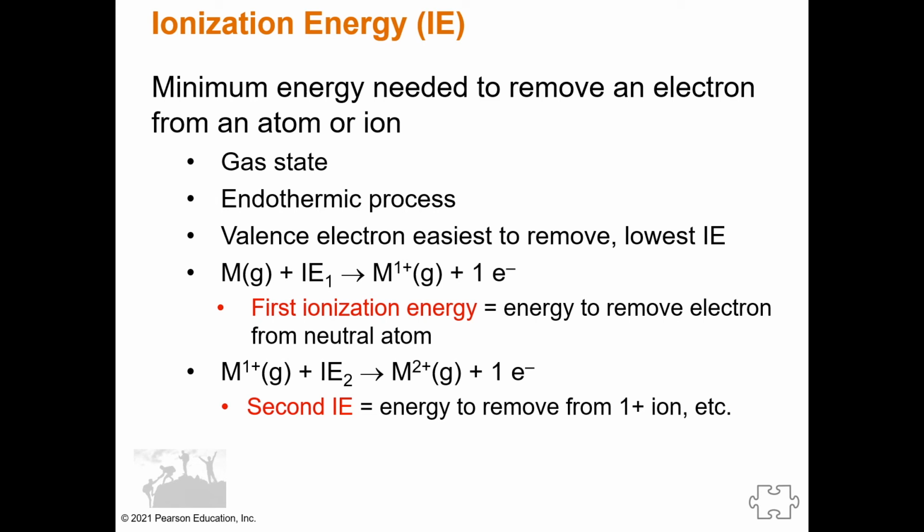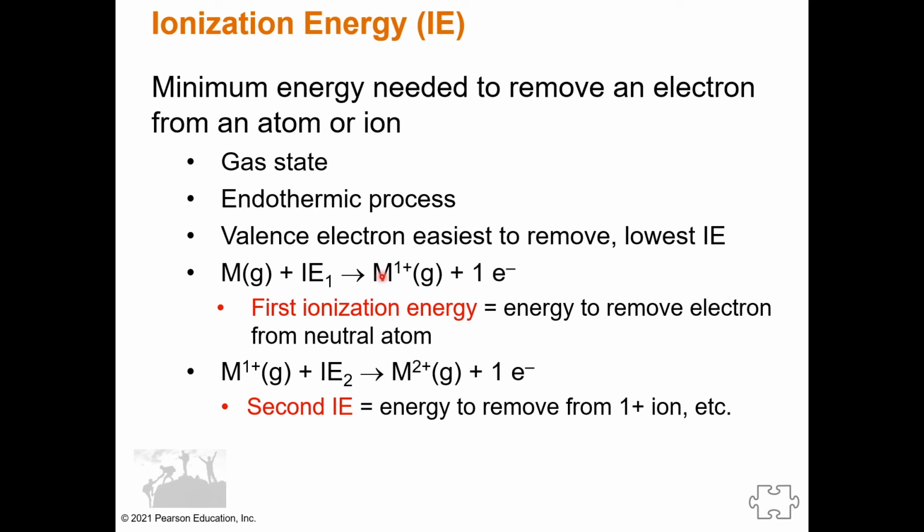So let's take a look at these equations here. If, for example, we have calcium again. Calcium forms a 2+ ion, so 2 electrons are removed. The 2 electrons are not removed at the same time. They're removed one at a time. So pretend here we have Ca, calcium, in the gaseous state, and a certain amount of ionization energy is needed to remove 1 electron. So now we have Ca+.